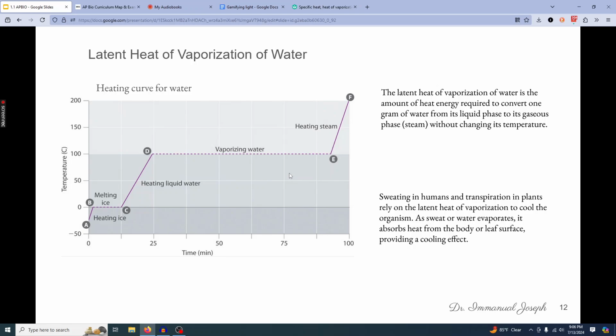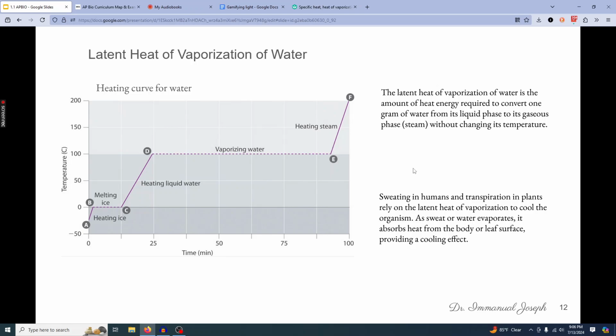So latent heat of vaporization is the amount of heat you need to convert 1 gram of water from its liquid phase to its steam phase without changing its temperature. And again, this is because of the enormous amount of hydrogen bonds that need to be broken so that a phase change can happen. So biologically, why is this important?